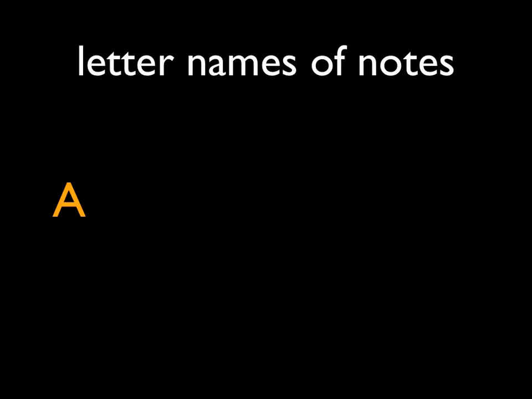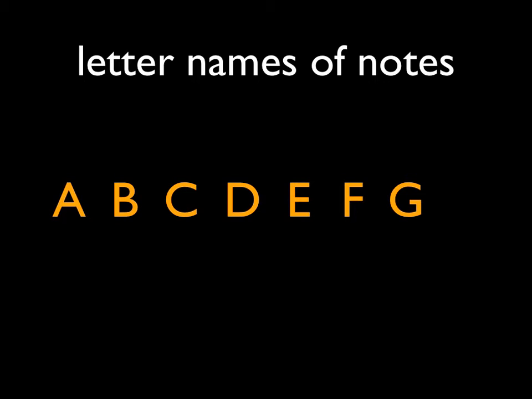So what do we call these notes? Well, we give them letter names, actually. The notes on the staff are called A, B, C, D, E, F, and G. And you'll notice that's just seven letters, and that's all we use of the alphabet. We don't use H, I, J, K, L, M, N, O, P, Q, R, S, T, U, V. We don't use any of the other letters in the alphabet, just the first seven.